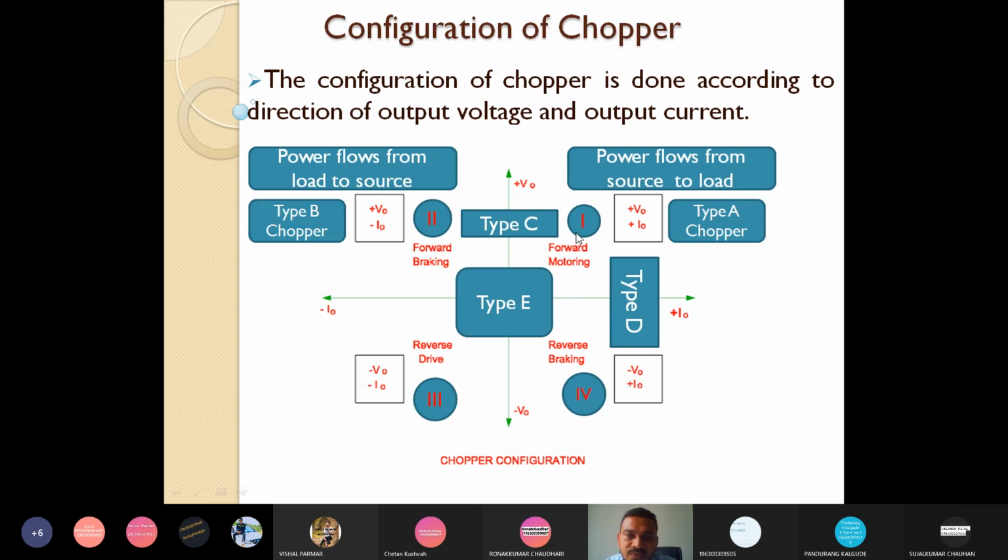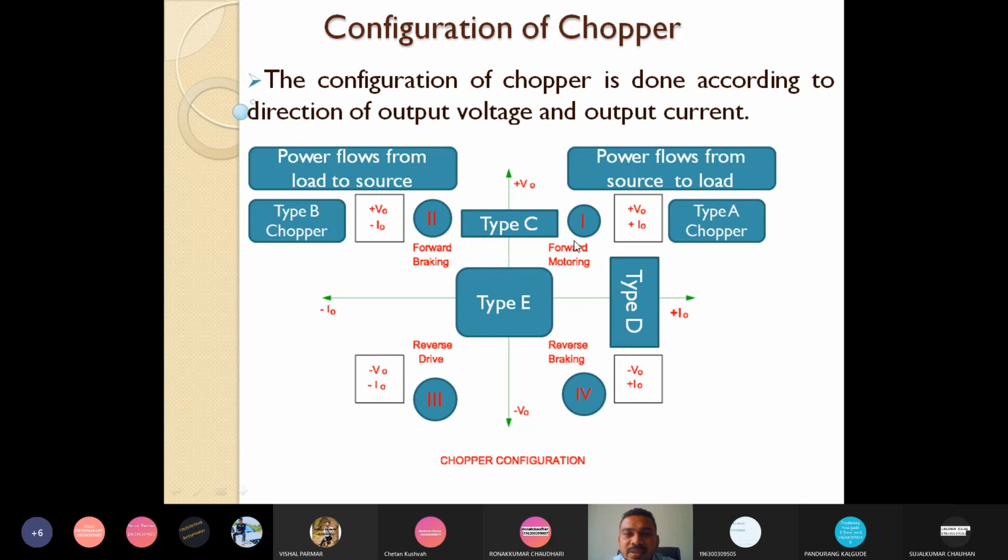It operates in the first quadrant as well as the second quadrant, also in the third quadrant, and also in the fourth quadrant. That's why this type E chopper is known as the four quadrant chopper. So all the actions, that is forward motoring, forward braking, reverse drive, and reverse braking operation, are done in this type E chopper.